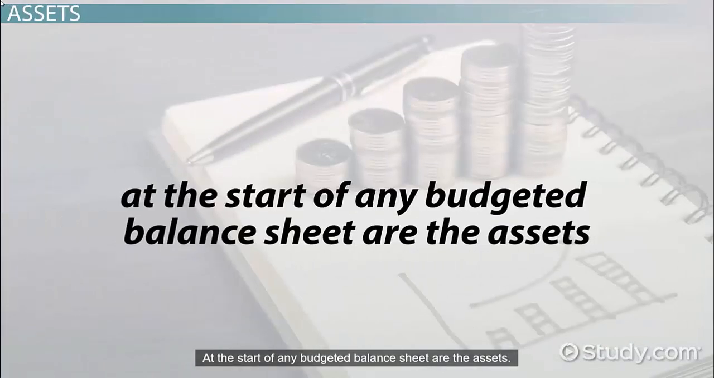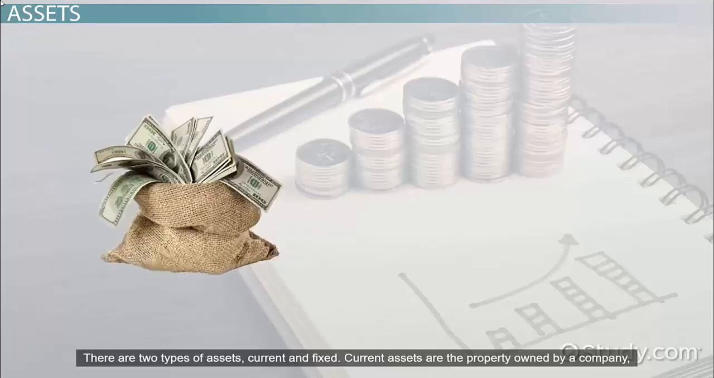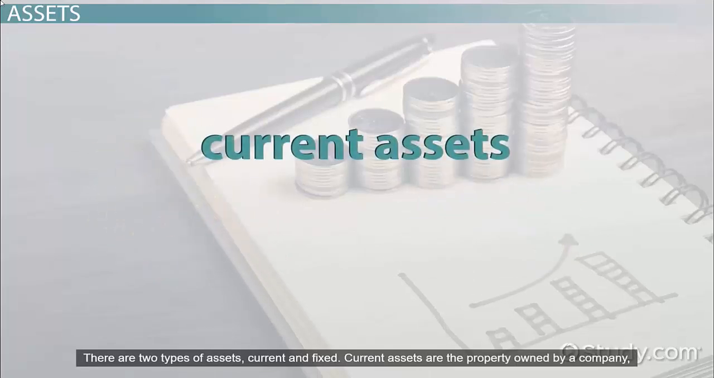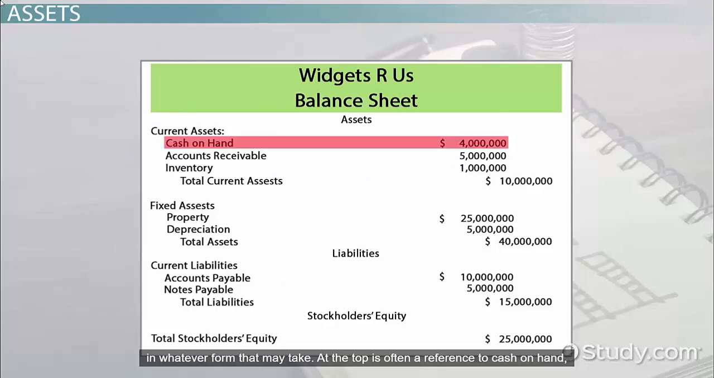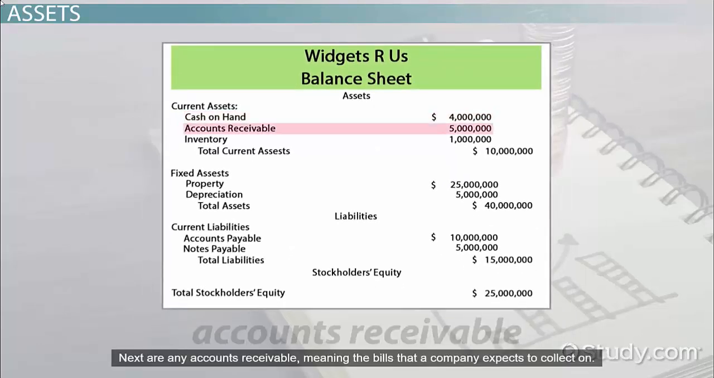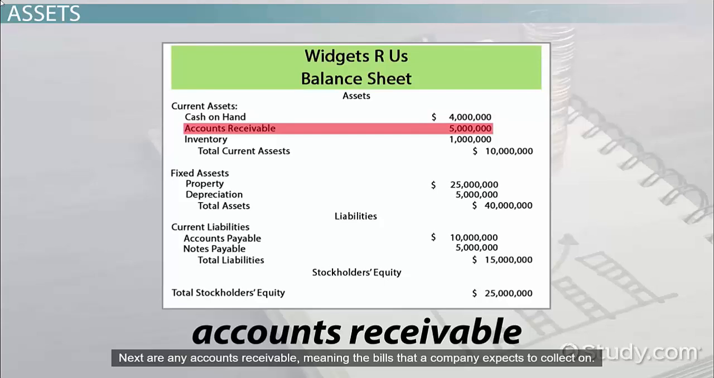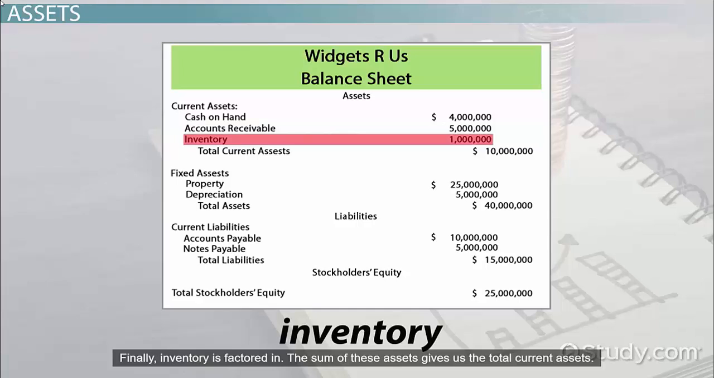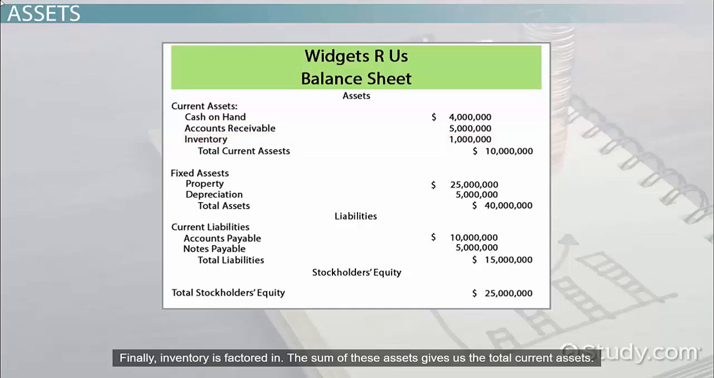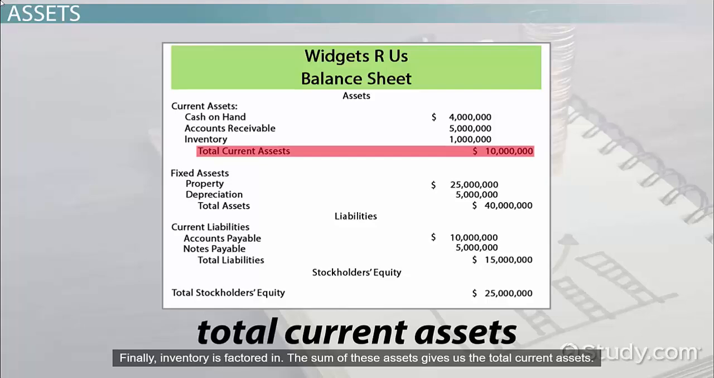At the start of any budgeted balance sheet are the assets. There are two types of assets, current and fixed. Current assets are the property owned by a company, in whatever form that may take. At the top is often a reference to cash on hand, taken directly from the cash budget. Next are any accounts receivable, meaning the bills that a company expects to collect on. Finally, inventory is factored in. The sum of these assets gives us the total current assets.